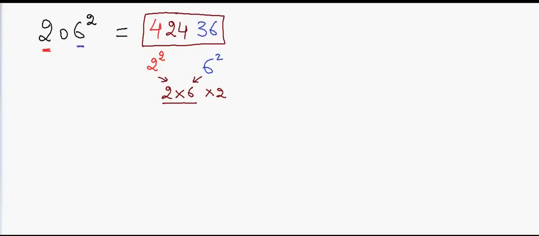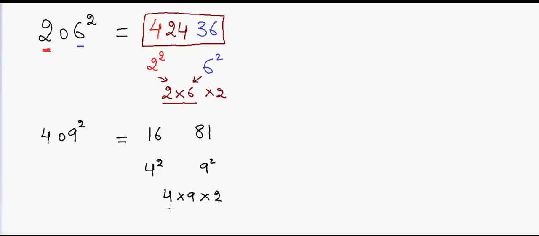Let me take another example. Suppose I have 409 and I want to square it. In that case, 4 square is equal to 16, 9 square is equal to 81, and 4 into 9 into 2, so 9 into 8, that is 72. So my answer is 167281. So that's our answer.